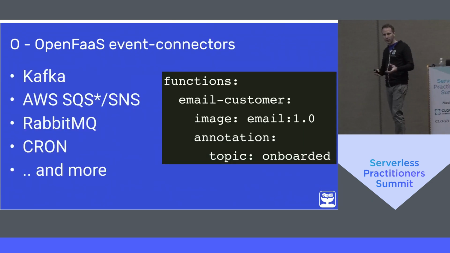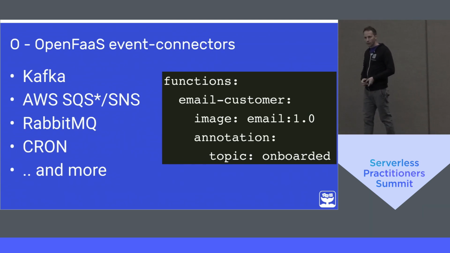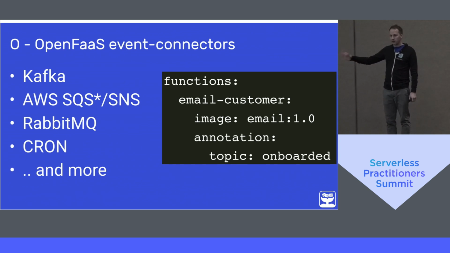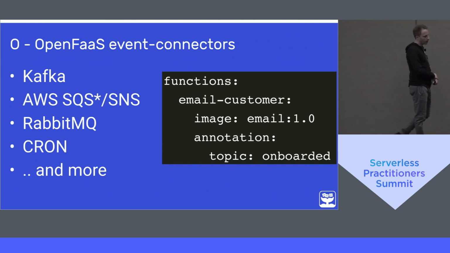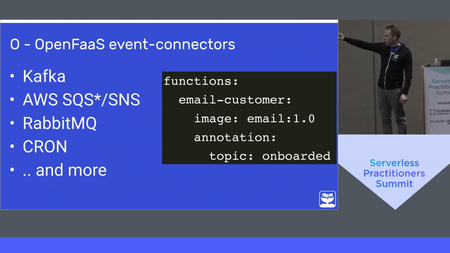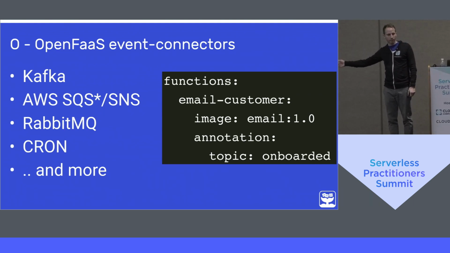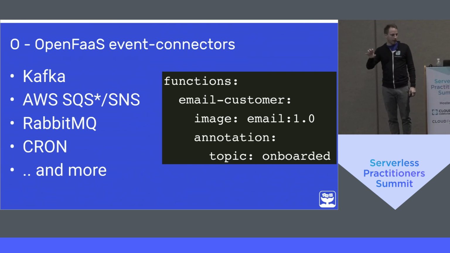like connecting it to events. Now, Ed at Form 3, they use AWS SQS for a lot of their eventing, and so they built an event connector, we call it, and you can build your own event connector too. What you do is put together your function in your CRD or in your stack YAML file, and just add an annotation for a topic you care about. So in this example, we want to email a customer if we've got a topic called onboarded that's fired off. You just deploy a function, deploy a connector, and then they will invoke the function as necessary.